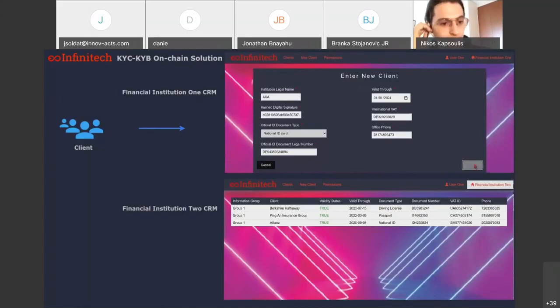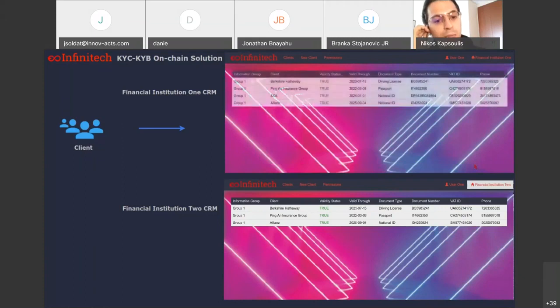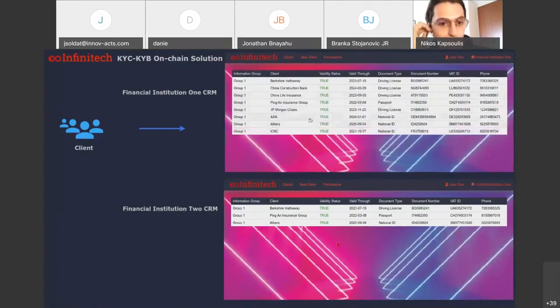After the onboarding, the newly submitted know your client information is displayed on the institution 1 CRM interface, whereas the second institution is waiting for granted access. In the meanwhile, more clients are onboarded and they are displayed on the institution 1 view. And we can see here, of course, the institution user is viewing the relevant know your client information of the newly registered clients.